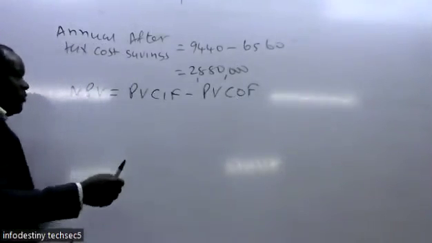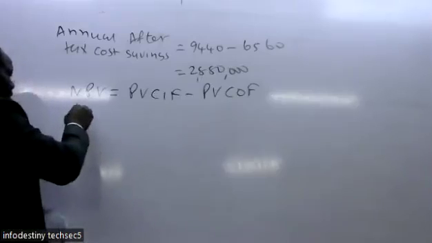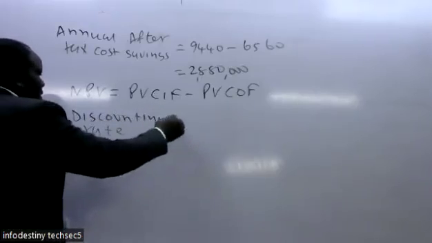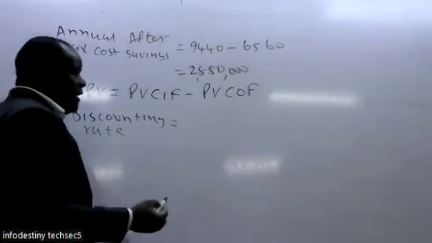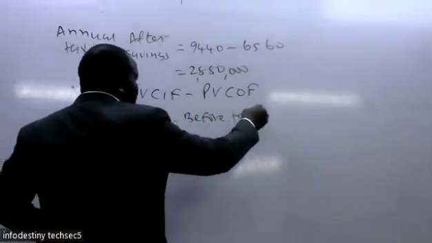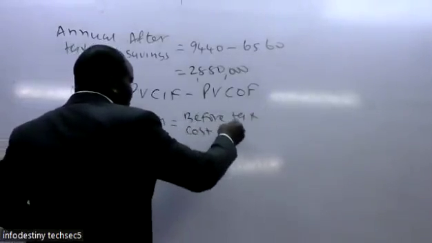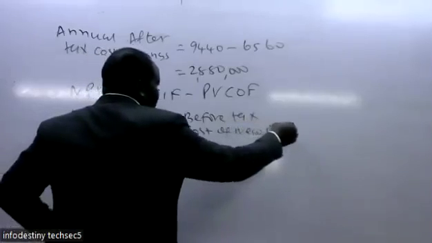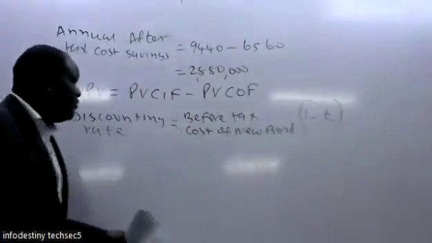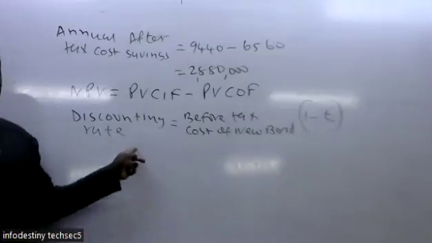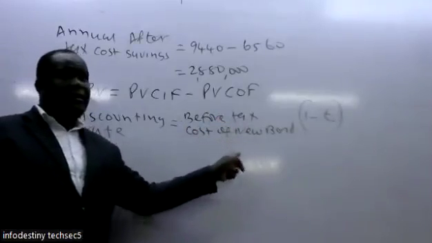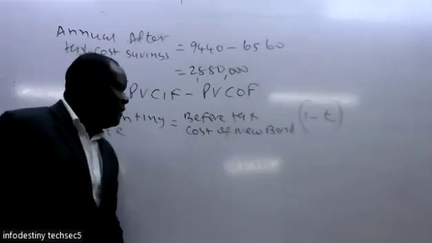So first, I want to show you how to get the discounting rate. So discounting rate, it will simply be before tax cost of the new bond. Then we tax it. So when you want to calculate the discounting rate, it is simply before tax cost of the new bond, so this cost is simply the interest rate.